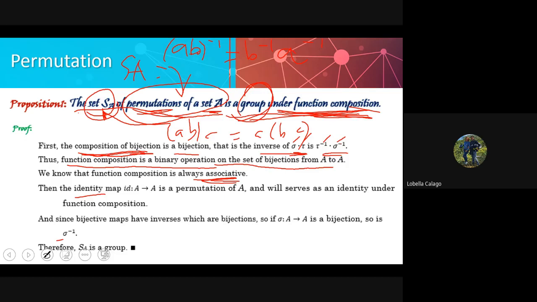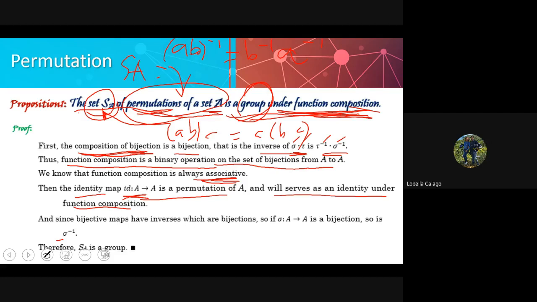Next, we need to find out if the identity exists. So, meron tayo dito. Then, the identity map is a permutation of A. So, yung identity daw nito is also a permutation of A and will serve as identity under the function composition. Diba? We all know that identity mapping to itself, diba? Yung identity functions, you're mapping to itself. We all know that permutation is a bijection mapping to itself also. Therefore, it is an identity map. Then, hence, the identity for this function composition exists.